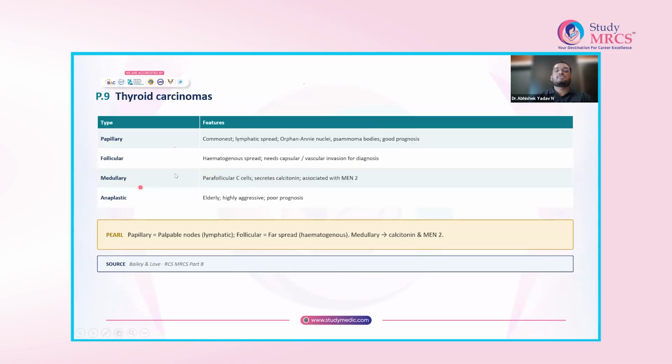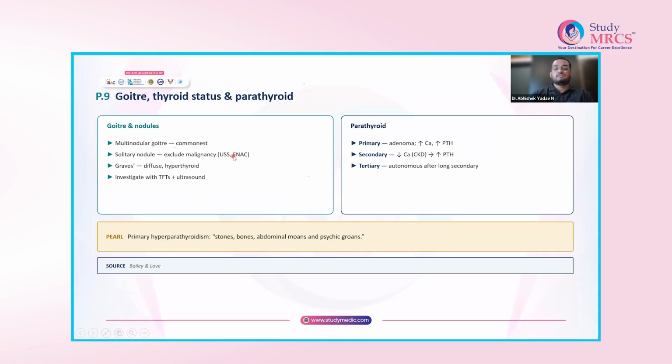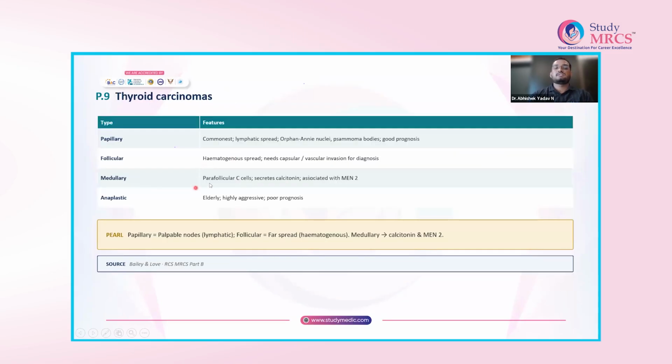Then we have the medullary carcinoma of thyroid, which arises from parafollicular C cells. Here the tumor marker is calcitonin. In papillary and follicular, thyroglobulin is the tumor marker to identify these tumors, whereas in medullary it's calcitonin, which is secreted by the parafollicular C cells. Medullary carcinoma is usually associated with MEN2 syndrome, multiple endocrine neoplasia 2, along with other features like pheochromocytoma and hyperparathyroidism.